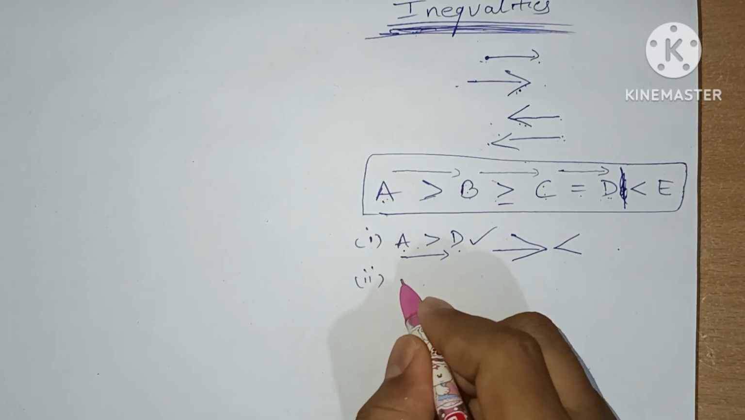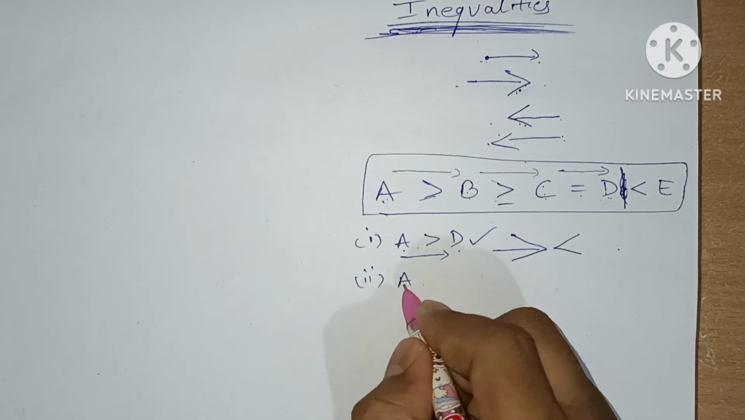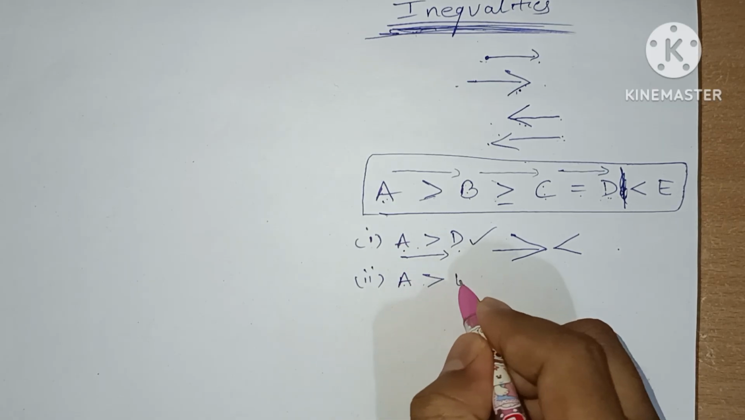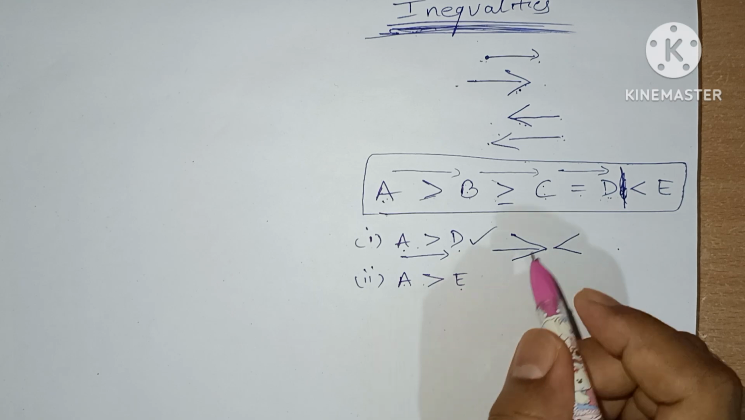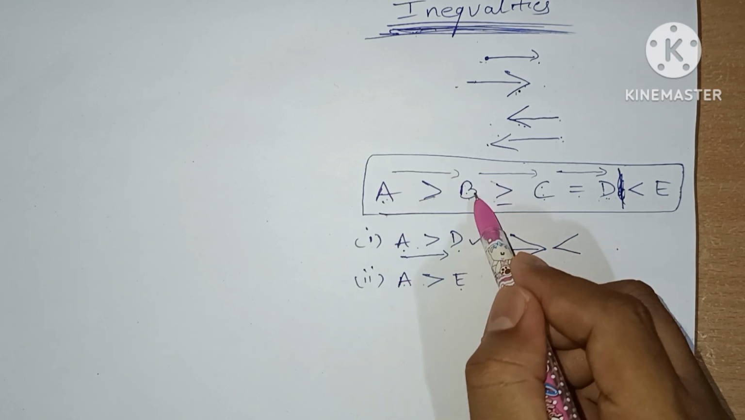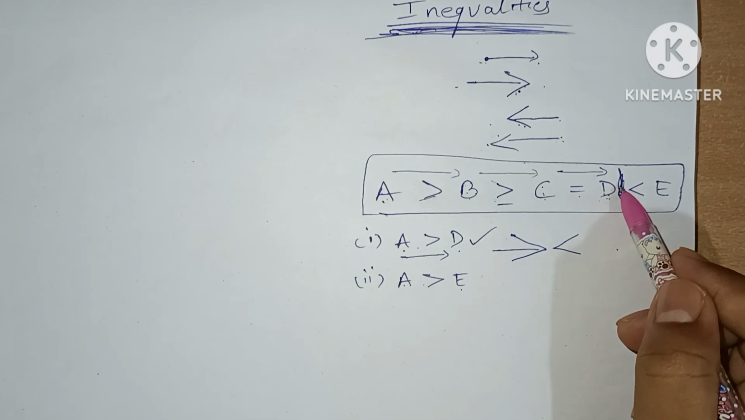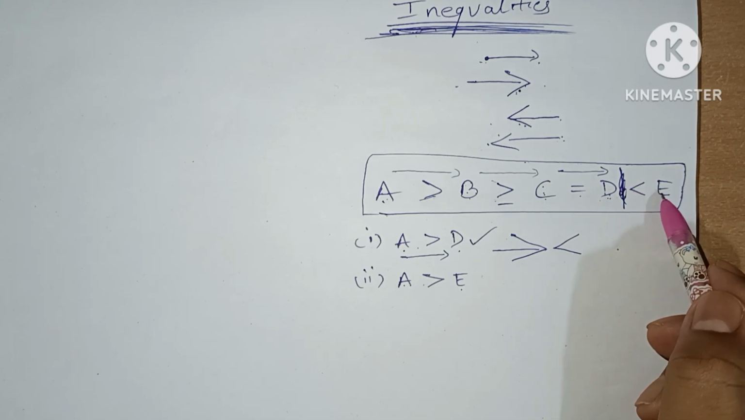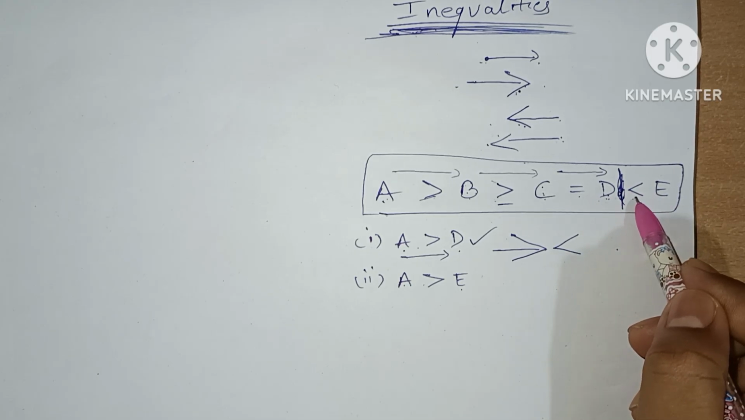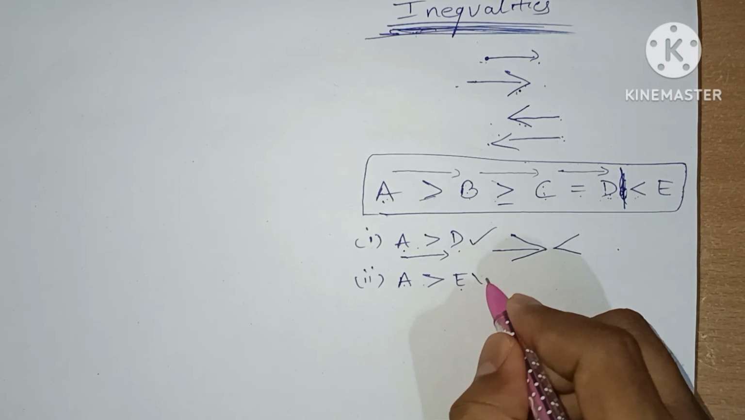Let's see one more conclusion. Is it possible to reach from A to E? From A we can reach B, and from C and D we can reach here. But there is no flow to E because of the opposite symbol. So this case fails.